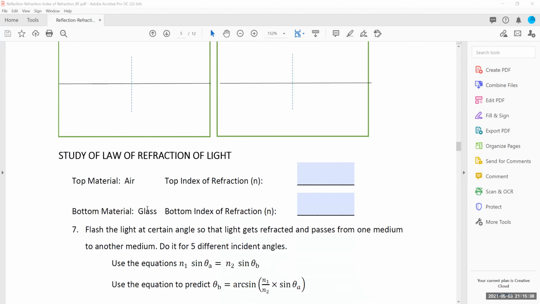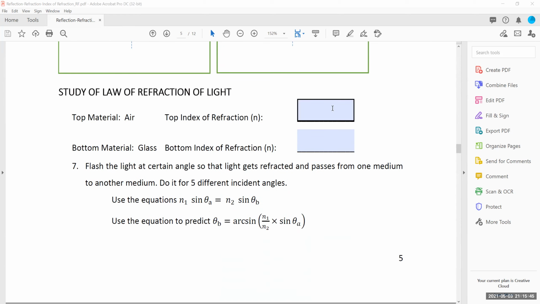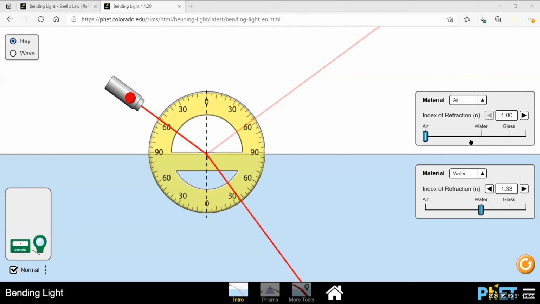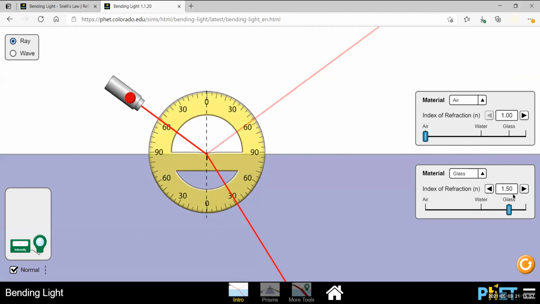Now we're going to do air and glass. It's the same thing. Instead of air and water, we're going to do air and glass. So the index of refraction now will change because, let me show you what happened in here, okay? So we're going to leave air. We're going to change this one to glass. So the index of refraction now is all of a sudden 1 and 1.5.